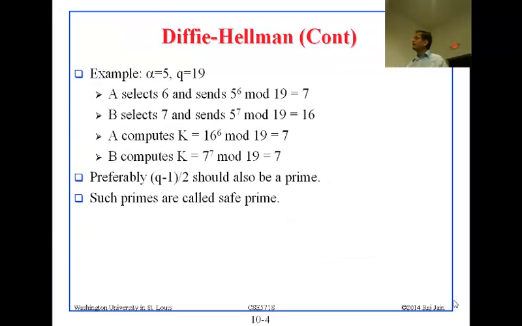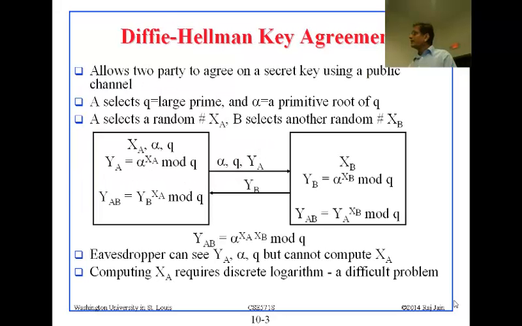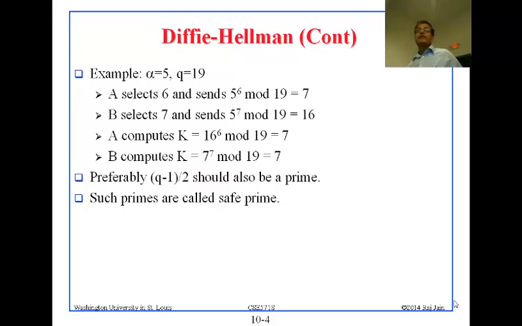So an example of Diffie-Hellman would be alpha equal to 5, Q equal to 19. Obviously, you will not use such a small number. But since we have already used 19 as a prime number before, and we know all these primitive roots, we know that 5 is one of its primitive roots. So we select 5, 19, and then A randomly selects 6 as XA. Then it sends alpha raised to 6 mod 19, which comes out to be 7. So it sends three numbers: alpha is 5, Q is 19, and YA is 7.